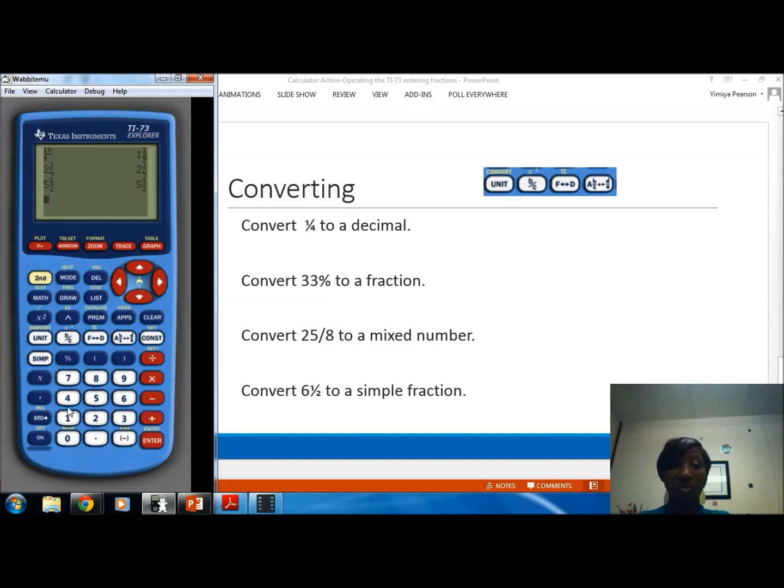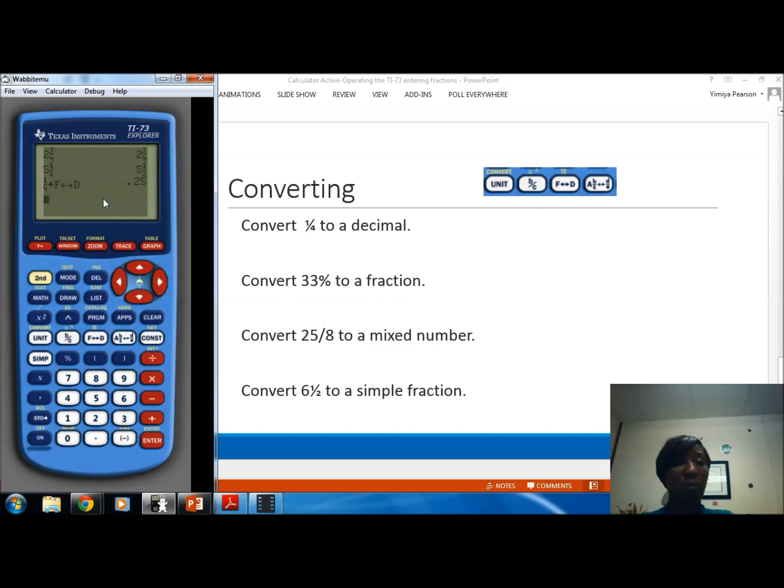1/4 is a simple fraction, so we're going to have to put it in as such. So I'm going to type 1 B/C to indicate this is a beginning of a simple fraction. 4 is a denominator. Right arrow means you're done entering the fraction. And now we're going to press the F to D key. And again, this means we're changing this fraction to a decimal. And then we press enter. And we see that 1/4 is equivalent to 25 hundredths.